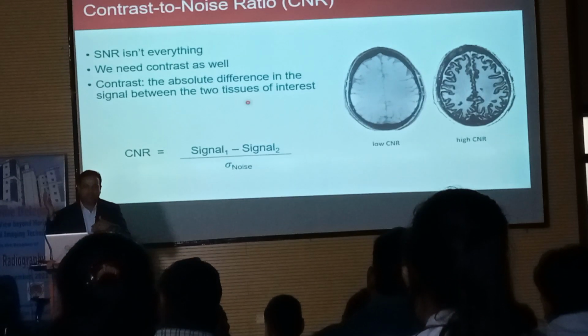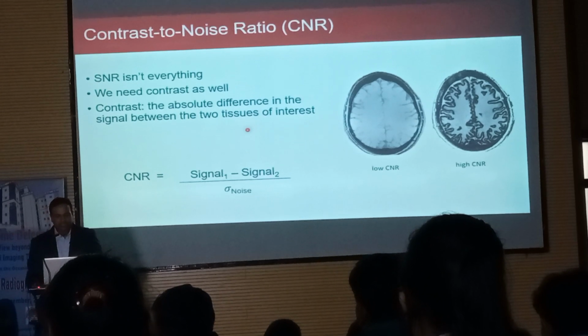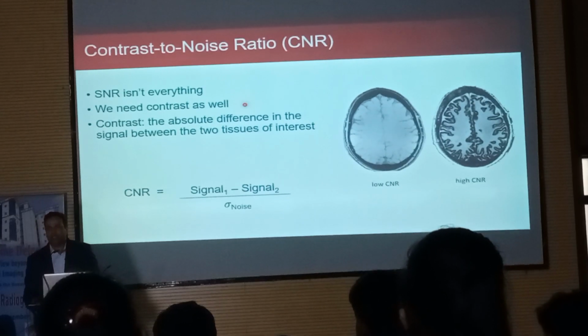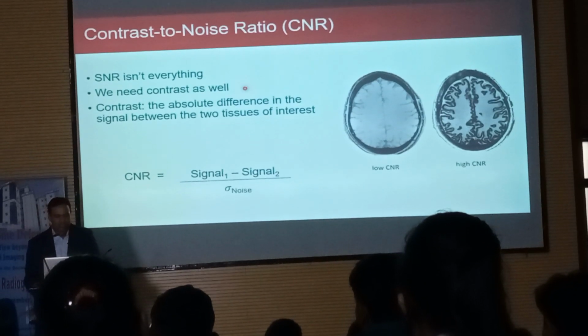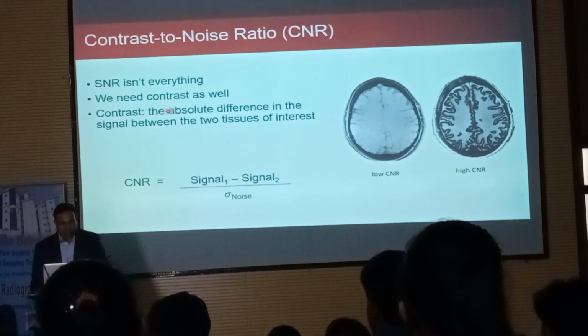The more the magnetic field strength, the better the SNR is. But SNR is not everything. There is another parameter called contrast to noise ratio, which is very important when you have to pick any lesion or delineate normal versus abnormal. So we need contrast as well.